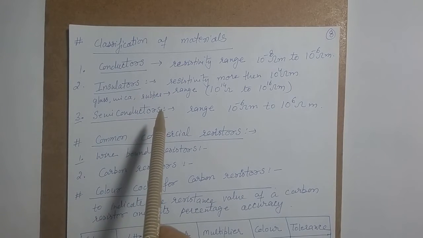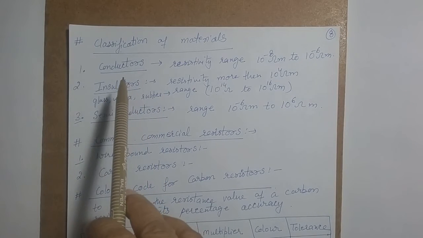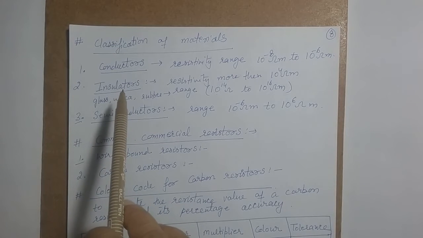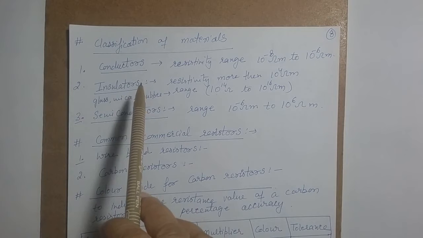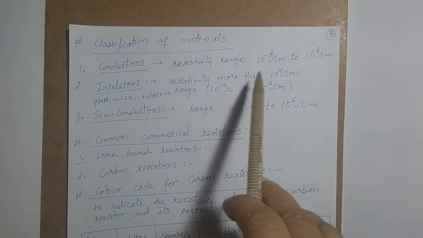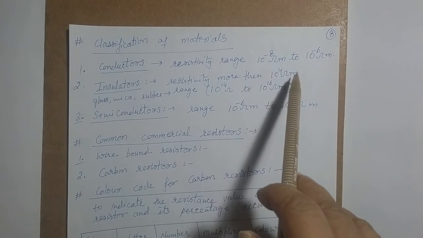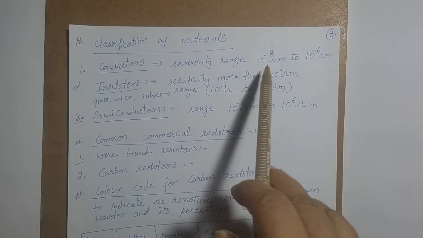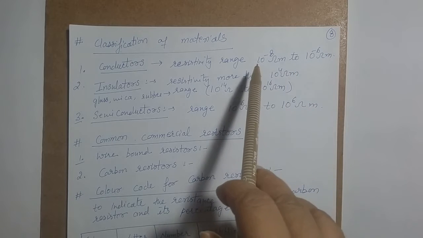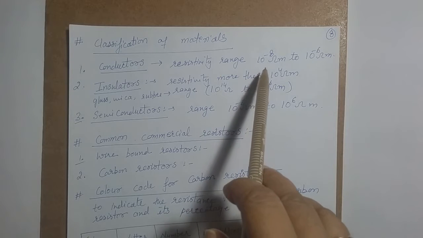And you are aware of all these kinds of materials. As the name suggests, conductors conduct the current very well. So it means their resistivity should be very low. The resistivity range for the conductor is of the order of 10 raised to power minus 8 ohm meter to 10 raised to power minus 6 ohm meter. As the power suggests, the resistivity is very low. It means that they conduct electric current or electricity very well.